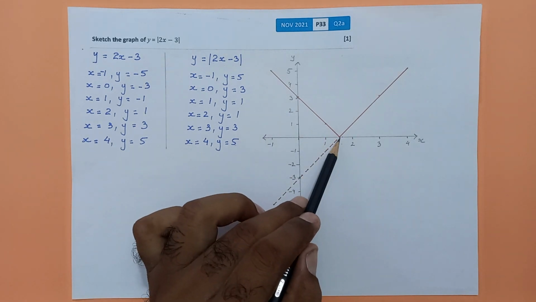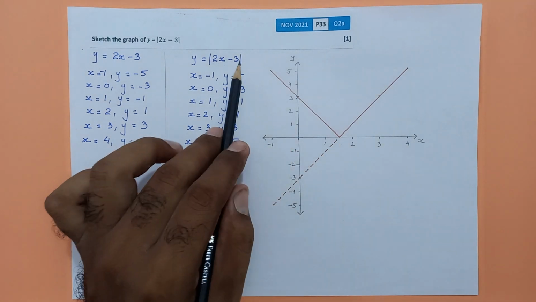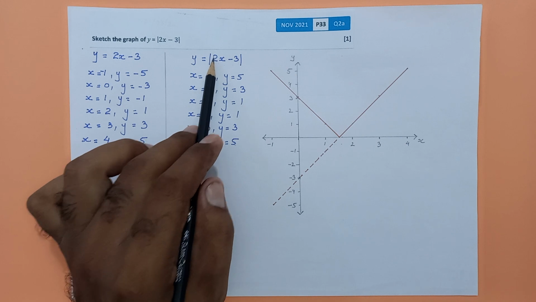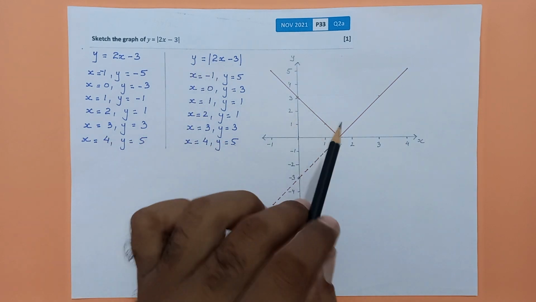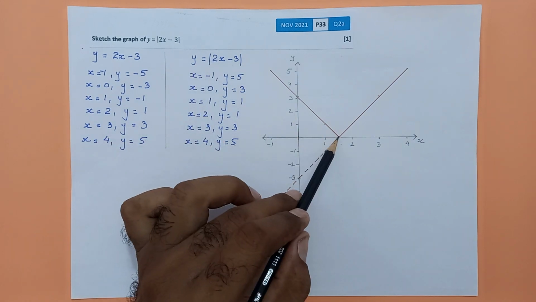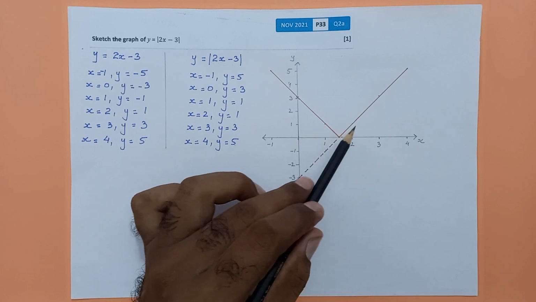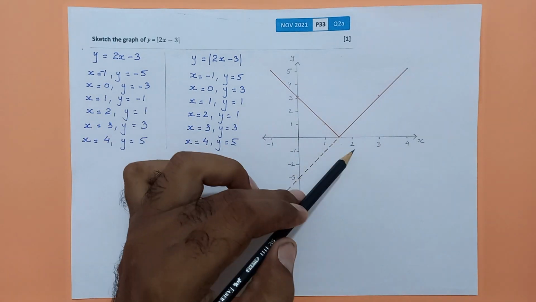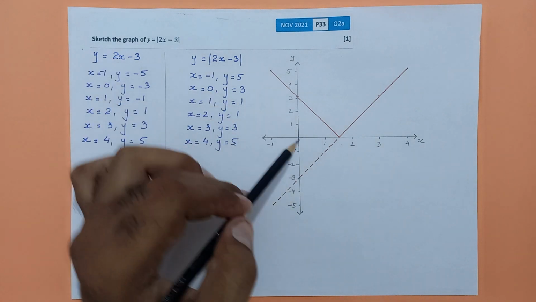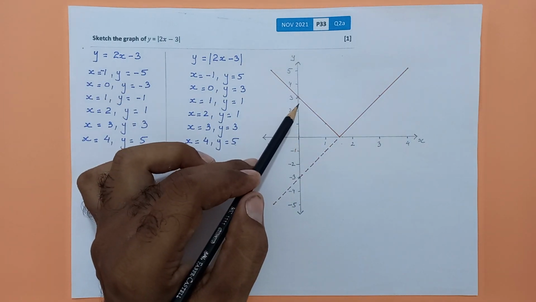Why? Because if the graph is below, y would be negative, and we know that the modulus is never negative, y would always be positive. Definitely at this particular point y is 0 and the rest of the graph lies above the x-axis. That means y will always be positive.